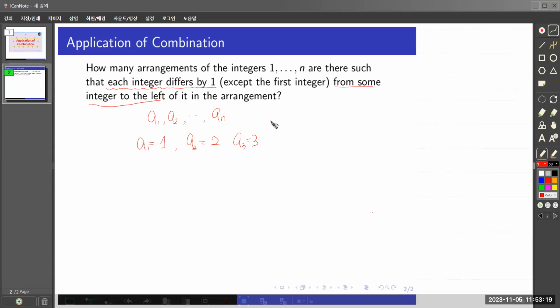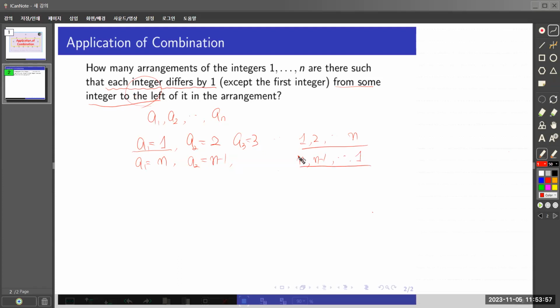So if a sub 1 is equal to 1, we have no choice. Then 1, 2, 3, up to n. This is the only arrangement if a sub 1 is equal to 1. And if a sub 1 is equal to n, then you can also easily guess the next one. That should be n minus 1 because of this condition. So if a sub 1 is equal to n, then this is a unique arrangement.